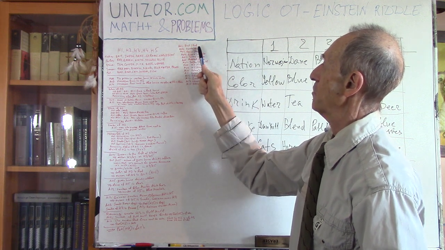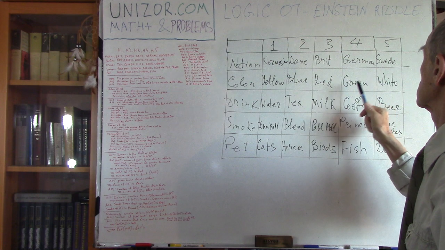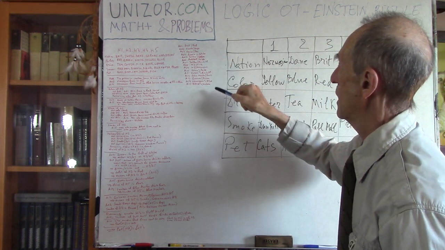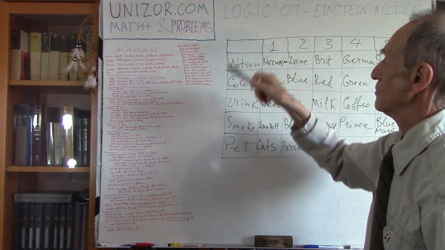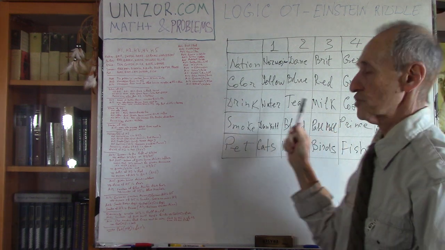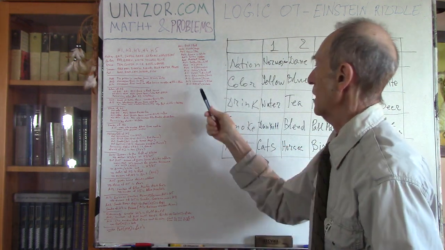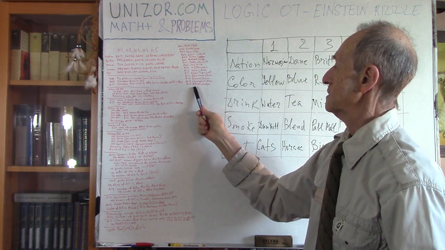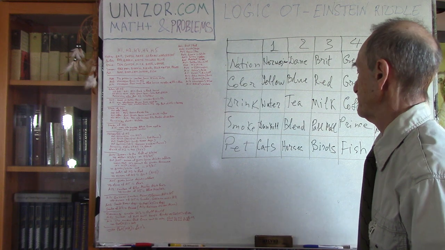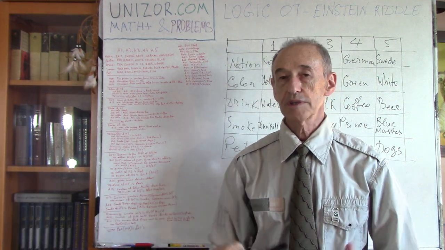So Brit, you see, vertical bar red. I use a dash in one particular case when I know that the green house is next to the White House. So the horizontal dash represents this. And I use a slash, straight or backslash, as something which is supposed to define the neighboring kind of relationship. For example, the person who smokes Blend is next to the person who drinks water. So I put Blend, backslash, and water. So this is an abbreviated way of expressing the conditions of this problem.